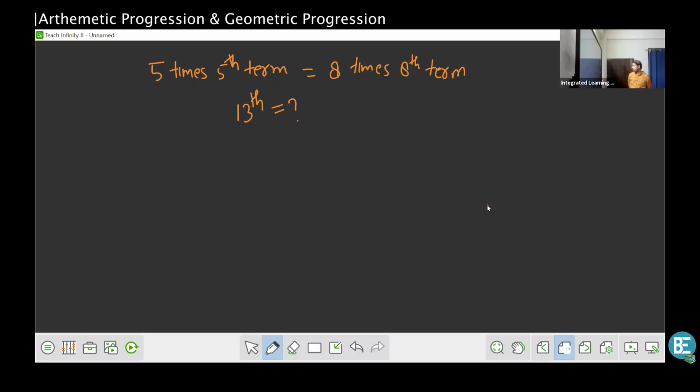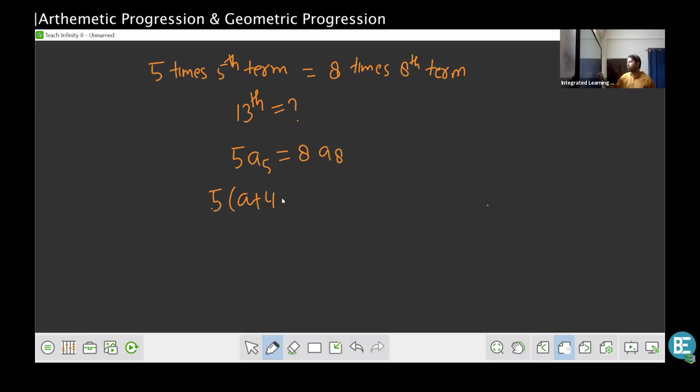Answer is 0. Absolutely correct. I will do it quickly. It says 5 times the fifth term, 5 times A5, is equal to 8 times the eighth term. So we'll use the formula.